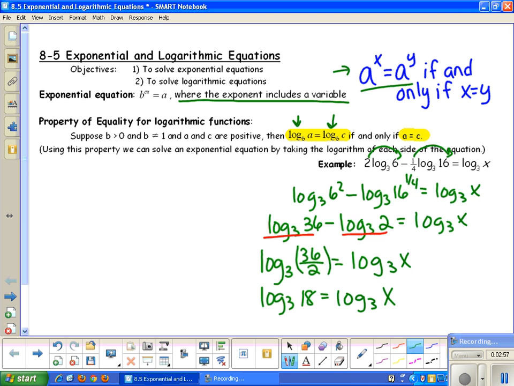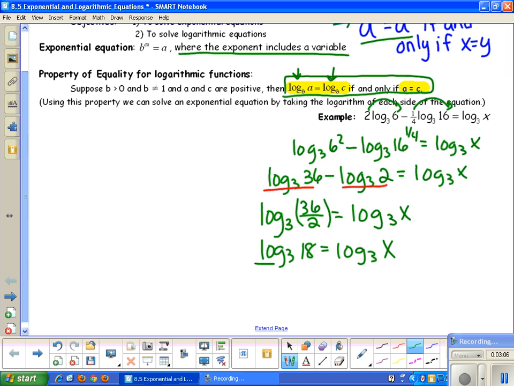And now by the property of equality of logarithmic functions, we can finish solving this. We know this is log base 3 and this is log base 3, therefore this number and this number have to be the same, so we can just say that 18 is equal to x. That solves my equation. So again, that's using the property of equality.